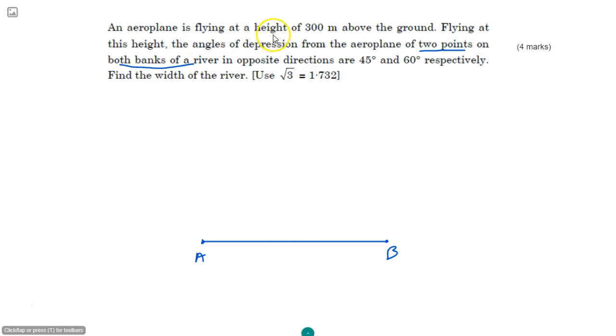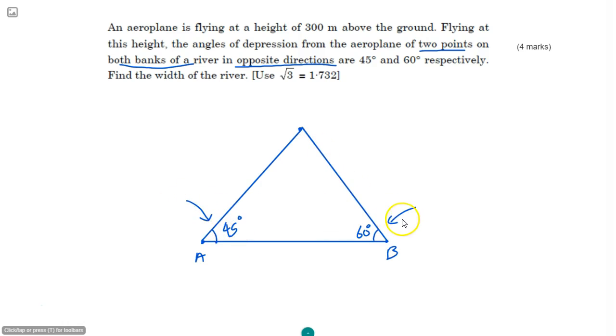There's an aeroplane at a height of 300 meters above the ground. So the aeroplane is somewhere over here. And the angles of depression from the plane of these 2 points are 45 and 60 degrees. Now we know that the aeroplane is somewhere right above the river because the 2 points are in opposite directions. So the aeroplane has to be somewhere here. The angles of depression are 45 and 60 degrees. So this is 45, this one is 60. You can even take this as 60 and this as 45. The answer will not change. Anyway, for now let's take this angle as 45 and this one as 60.